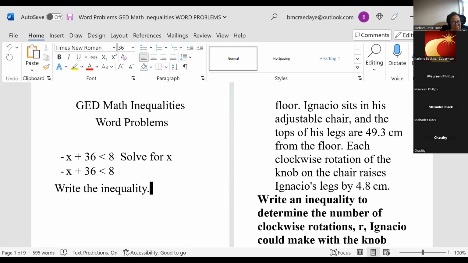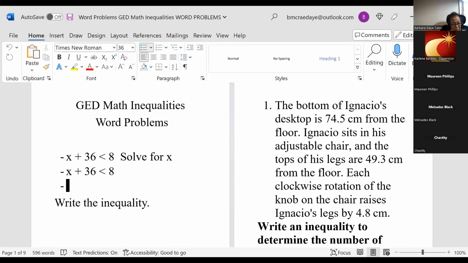So what do you do, Maureen? I say x would be 6. I don't know. I think I made a mistake. Now remember, you want to get the constants together. So you need to get the 36 over here with the 8 because we want our variable on the left. So Mercedes, what would you do?